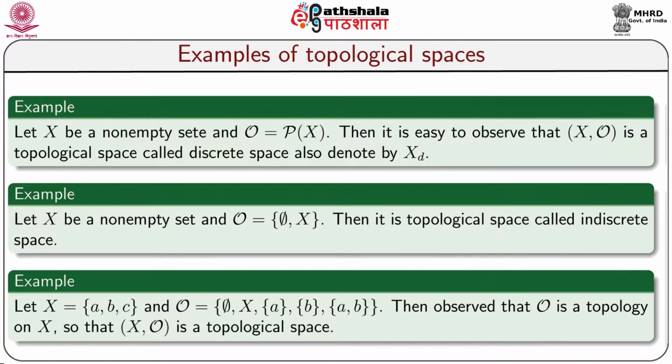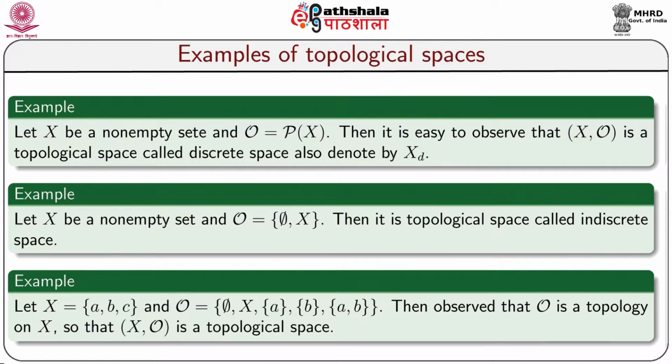Another example of topological space is indiscrete topological space. Here we take as open sets only the empty set and X. This is not so much an important topological space, but I have given it just as an example.